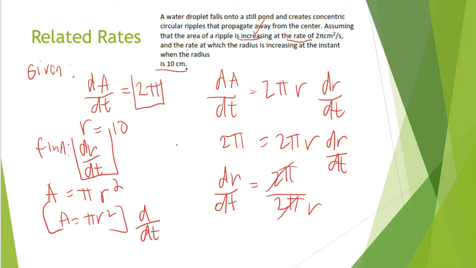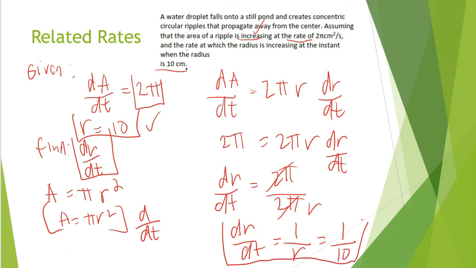And then, we know the r is equal to 10. So, magiging 1 over r or 1 over 10. The value of dr over dt is equals to 1 over 10. Or the radius of the circular ripple is increasing at the rate of 1 over 10 centimeter squared.